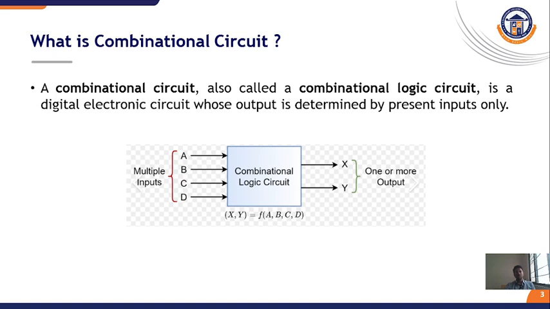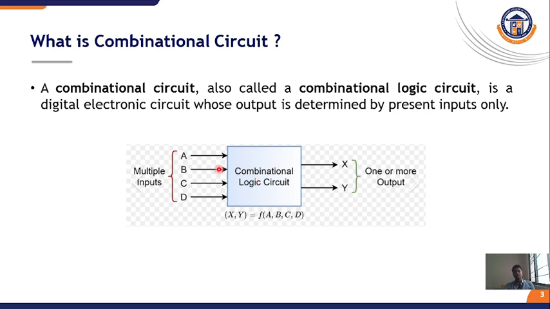Generally the combinational circuit, also called a combinational logic circuit, is a digital electronic circuit whose output is determined by the present input only. So look at this block diagram, where we have multiple inputs and multiple outputs. These inputs and outputs are based on the combinational logic circuit that we are going to design.